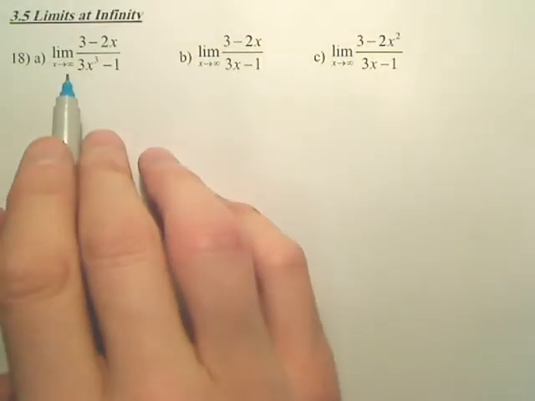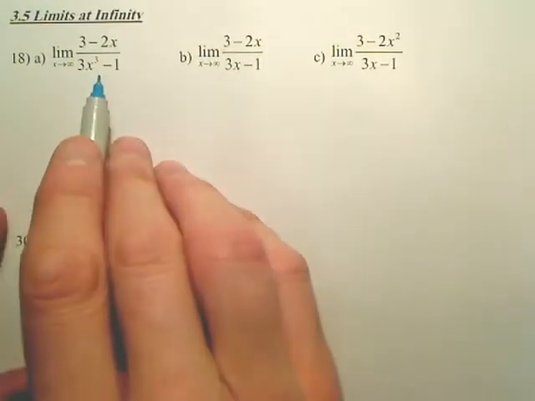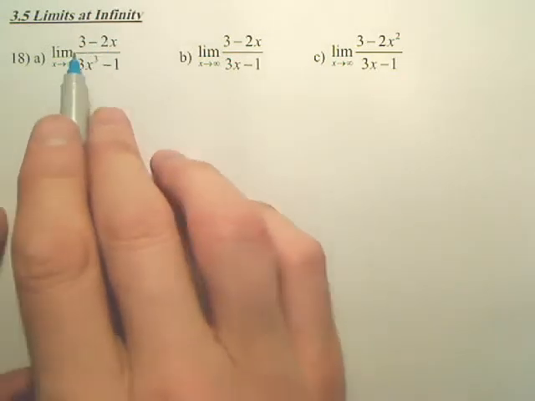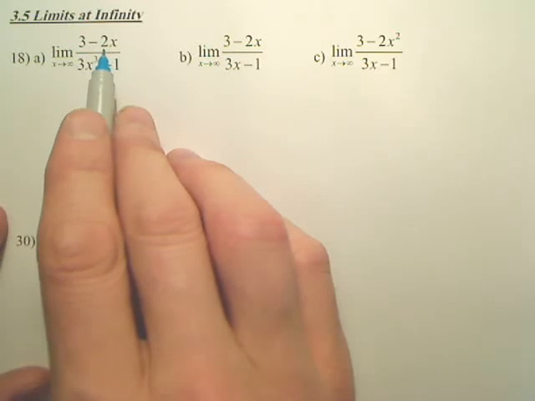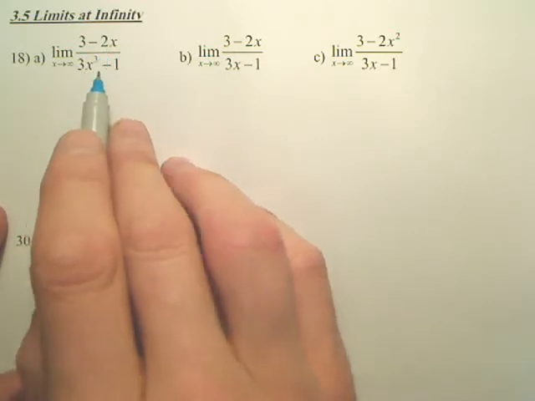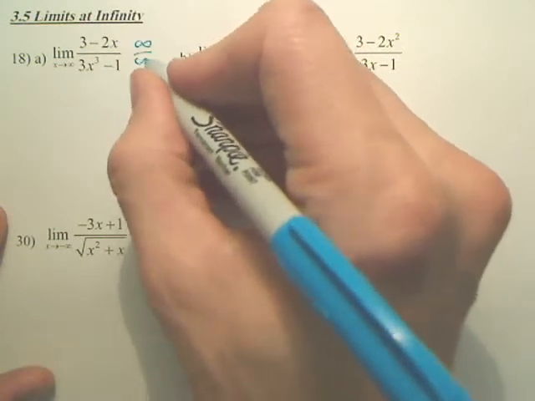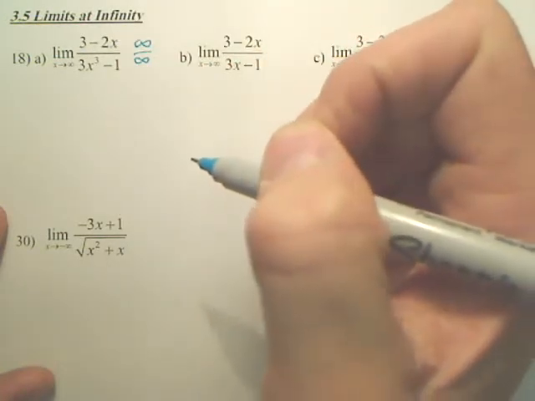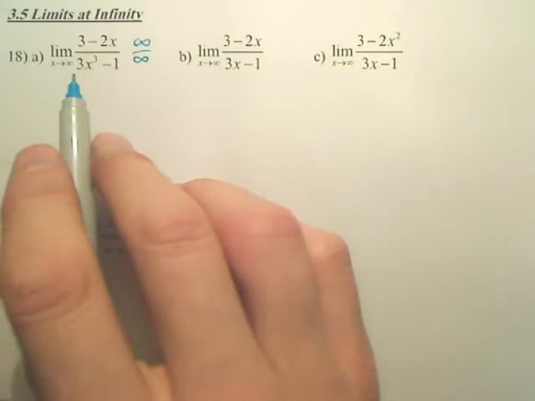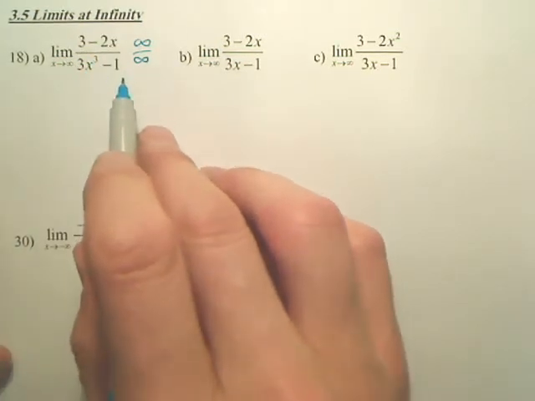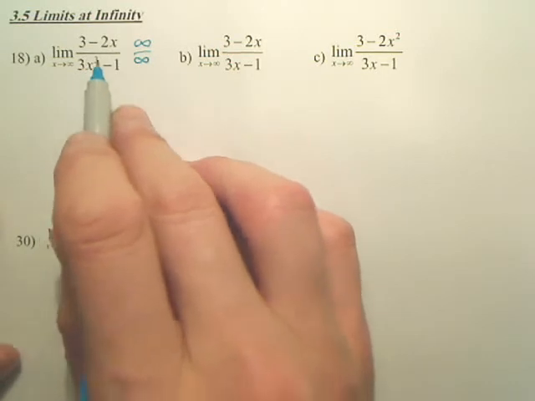Limits at infinity. When we plug in infinity, you see we get infinity over infinity. Actually, we get 3 minus infinity, that's still infinity, and infinity minus 3, minus 1. Anyways, you get infinity over infinity, which is indeterminate. So in order to find the limit as it approaches infinity, we divide each piece by the highest degree in the denominator. So what is it?